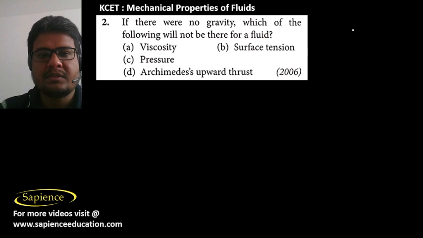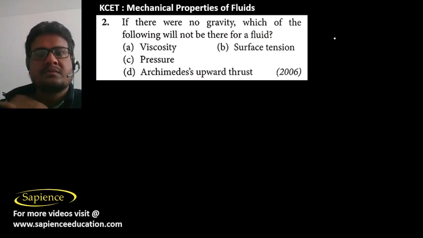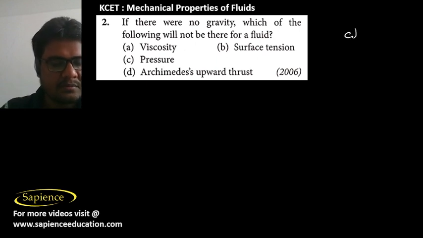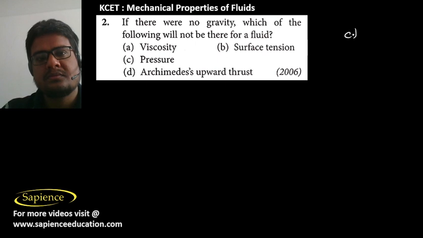So when no gravity is there, the viscosity is independent of the gravity, acceleration due to gravity, and the surface tension is also independent of the gravity. Only the pressure depends on the gravity. So pressure is rho gh, and Archimedes upward thrust. So pressure will not be there.